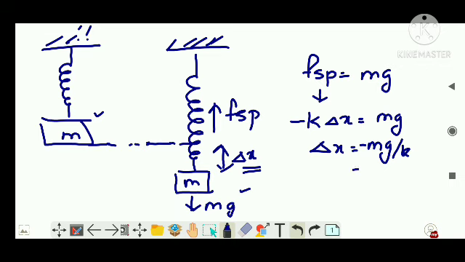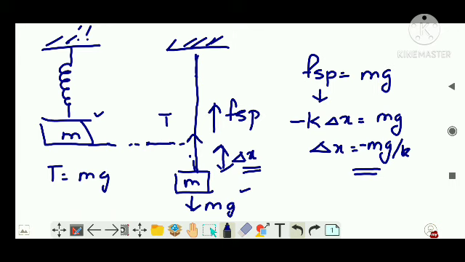Now if you guys are feeling it is very difficult, you can just replace the spring with a string like this, and just write this is the tension outward. You can write T is equal to mg, and in place of T just write K delta x or minus K delta x, and you get the same expression for delta x. That's why I told you, while drawing the figure, if you're finding it difficult to write FSP exclusively, you can just write it as tension and just replace it. Clear?